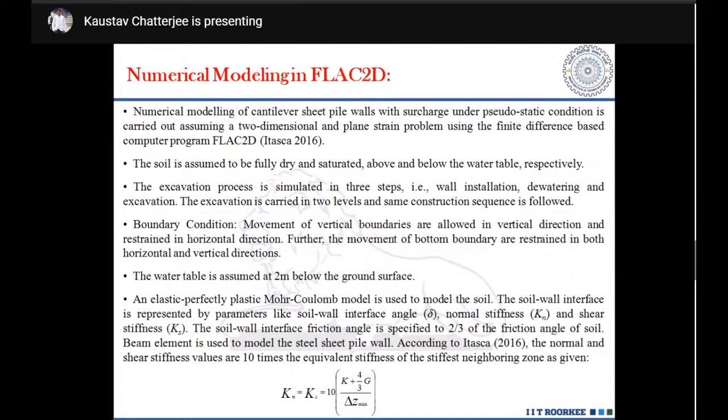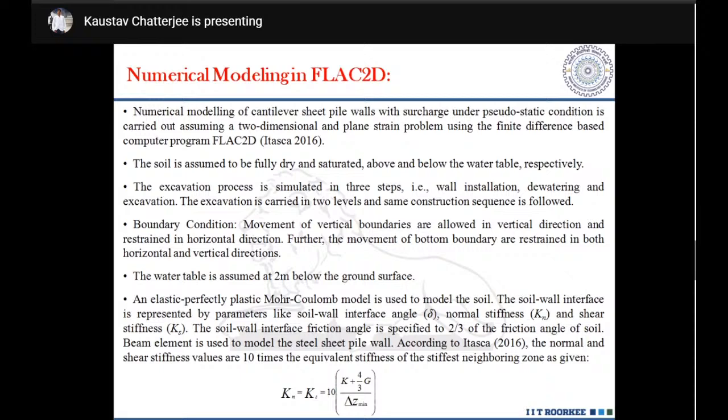Now, numerical modeling of a cantilever sheet pile wall with surcharge under pseudostatic condition is carried out in a two-dimensional plane using FLAC 2D. We have assumed the soil to be fully dry and saturated above and below the water table respectively. The excavation is done in 3 steps. Firstly, we have installed a sheet pile wall, then we have dewatered and accordingly excavated. The excavation is carried out in 2 levels and the same construction sequence has been followed.